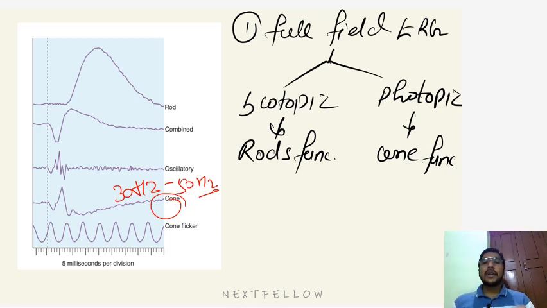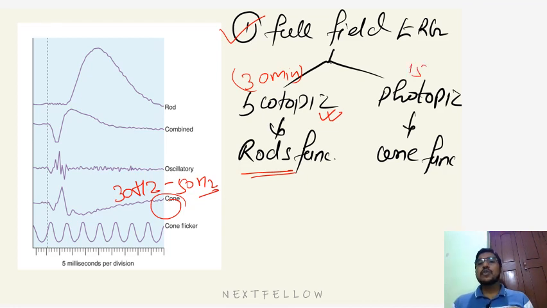Coming to the important thing, there are certain types of ERG, like full field ERG, where the whole of the retina is measured. This can be scotopic. After 30 minutes of dark adaptation, you measure this ERG and you get the rod function.